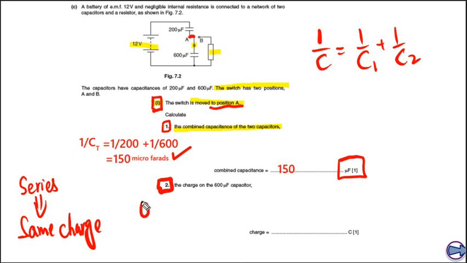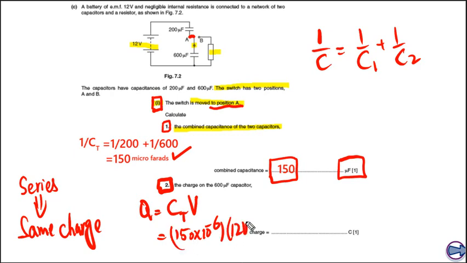Simply we can find the total charge, that will be equal to C total times the EMF of the battery. In this case, the total capacitance we have found is 150 microfarads. We write 10 to the minus 6 because it is in micros, and we multiply by 12 volts. If we multiply, our final answer will be 1.8 times 10 to the minus 3 coulombs.